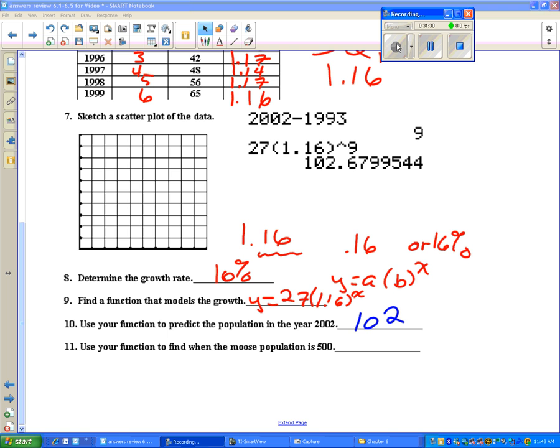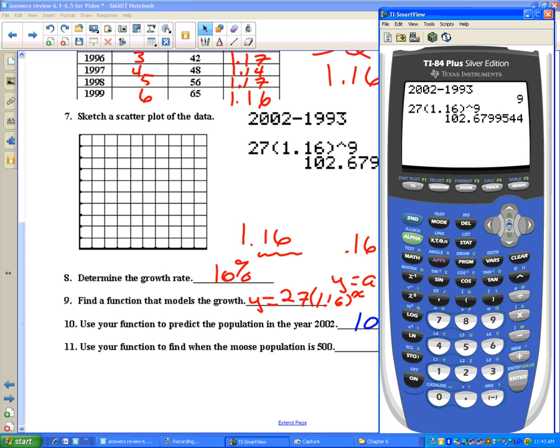So I want to know when my population is 500. So I'm going to go to my calculator. I'm going to go y equals and plug in what I know. I want my y1 to be 27 times 1.16 to the x power. And I could guess my x's. I'm going to make my y's go from 0 to 600, because I need to get up to 500. My x's, I'm going to guess something like 50. I want my y2 to be 500. And I'm going to graph these. I want to find that intersection.